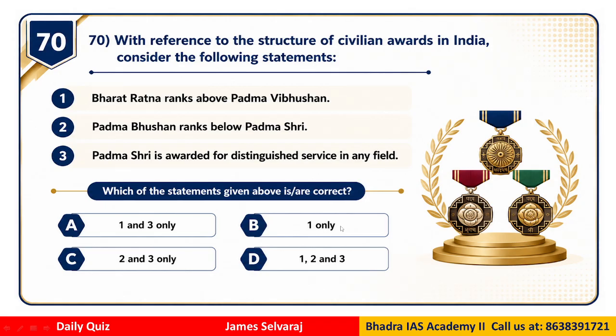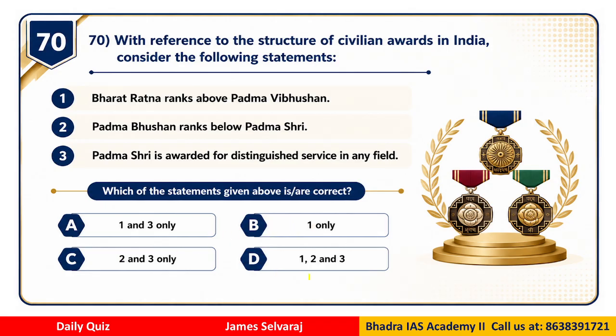Question number 70. With reference to the structure of civilian awards in India, consider the following statements. One, Bharat Ratna ranks above Padma Vibhushan. Two, Padma Bhushan ranks below Padma Shri. Three, Padma Shri is awarded for a distinguished service in any field. So which of the statements are correct? 1 and 3, 1 only, 2 and 3, 1, 2, 3.